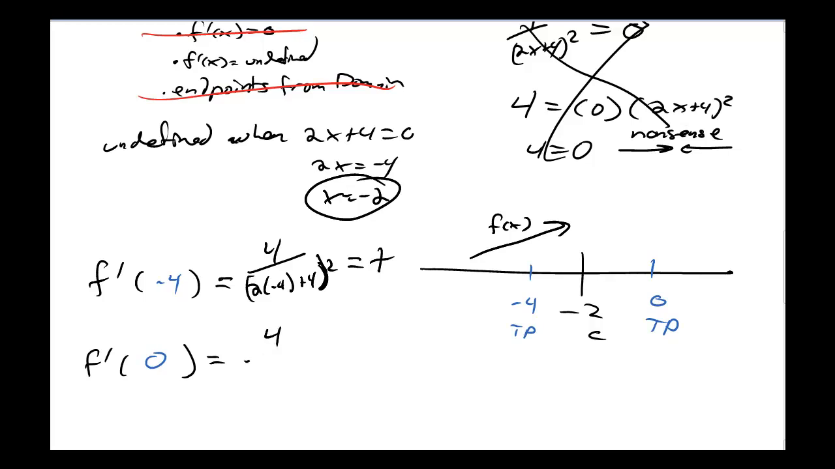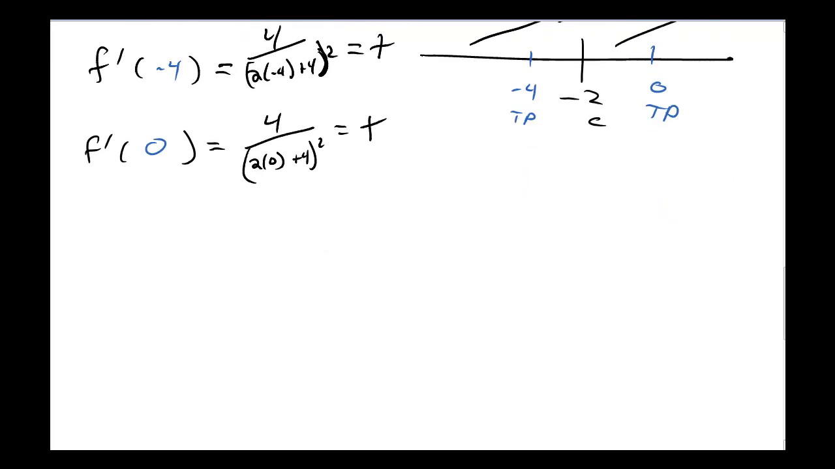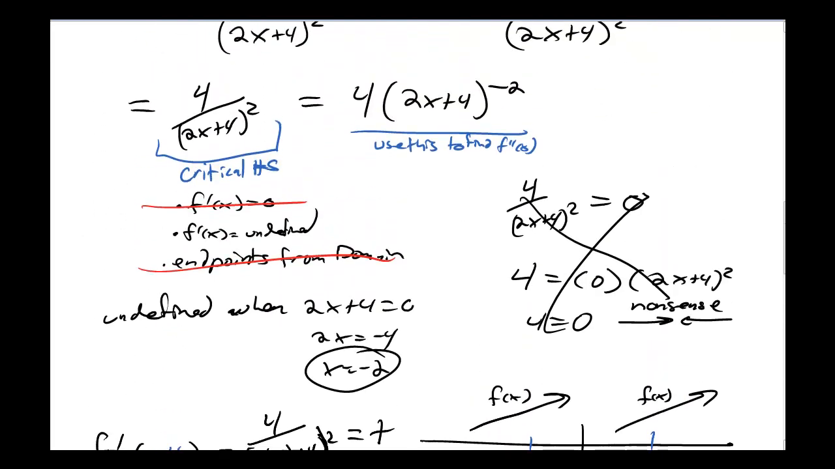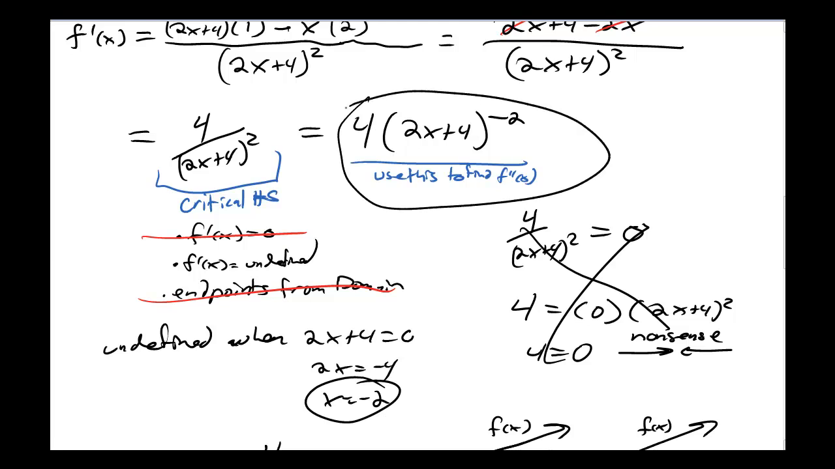If I plug 0 into the first derivative, I'm going to get 4 divided by 2 times 0 plus 4, all of this squared. Once again, this is positive, so my first derivative tells me that my original function is always going to be increasing. I'm going to take this simplified form of my first derivative.